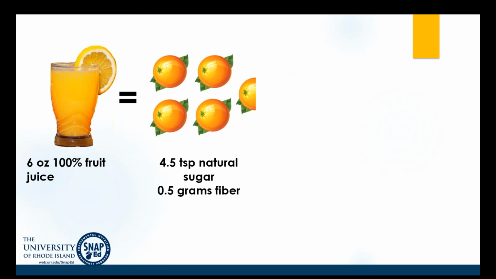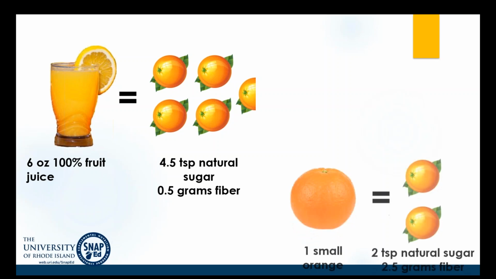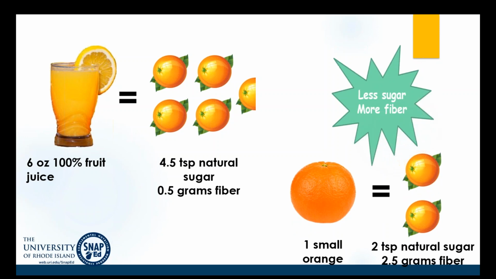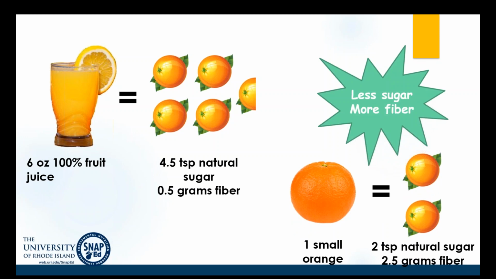Why is the amount of juice being limited? Juice is a concentrated source of natural sugar and has little to no fiber. For example, as you can see from the illustration on the screen, 6 ounces of juice on average has about 4.5 teaspoons of natural sugar and almost no fiber, whereas a small orange has only 2 teaspoons of natural sugar and 2.5 grams of fiber. It is always healthier to serve a whole fruit because it has less sugar and more fiber, which is good for digestion and makes you feel full longer.